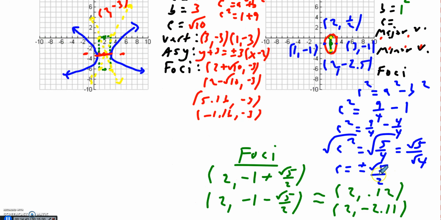So when I did the Pythagorean theorem, I ended up having to do common denominators, got c to be the square root of 5 over 2. Because it's y-based, I added this and subtracted this value from the y value. So I got these answers exact and these answers as decimals.